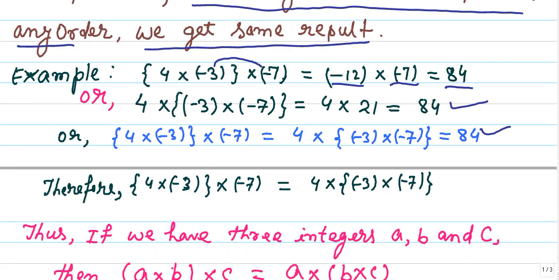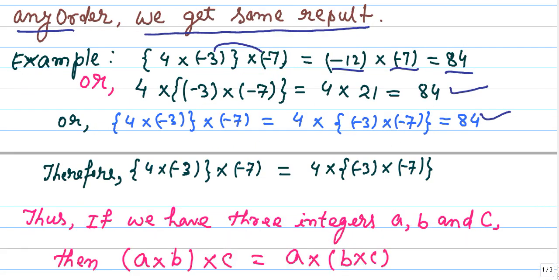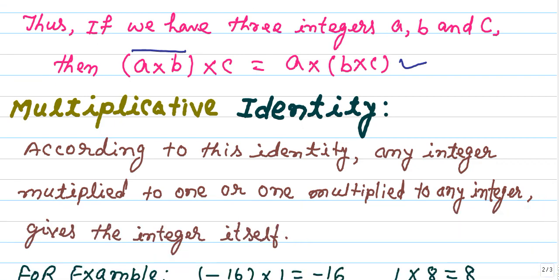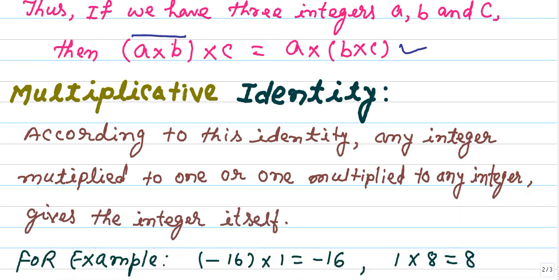Therefore, thus we have three integers a, b and c. Then a into b in the bracket, and c outside, into c, equal to a outside into b and c in the bracket. This result is always the same.